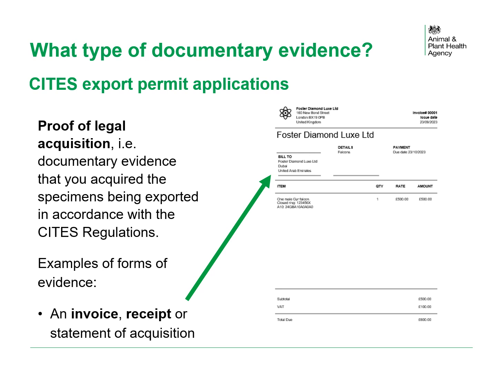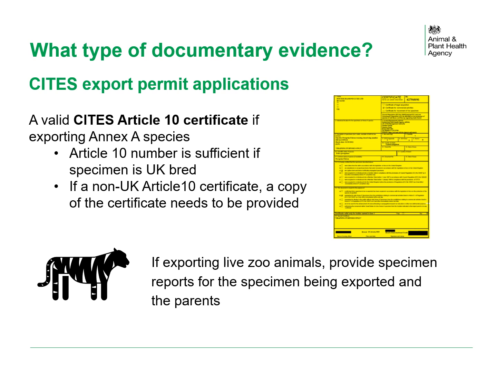Examples of forms of documentary evidence include a copy of an invoice, a receipt, or a statement of acquisition, clearly showing the date of acquisition, a description of the specimen you acquired, and the details of the person or company you acquired the specimen from.